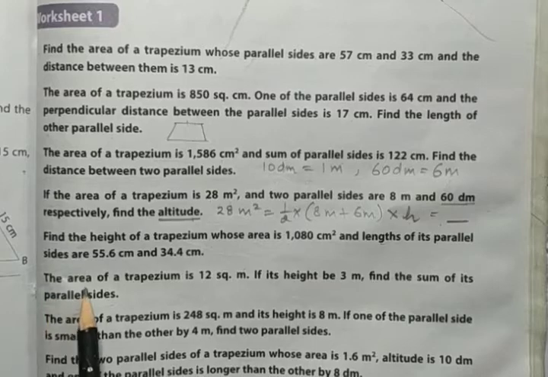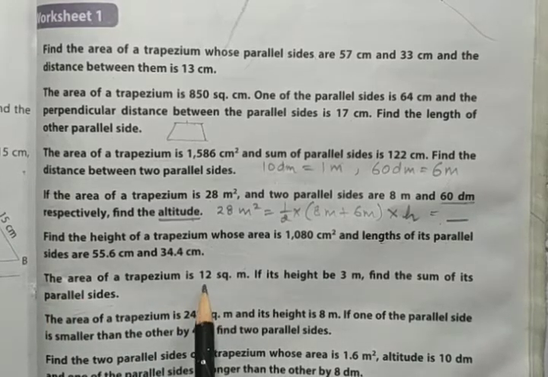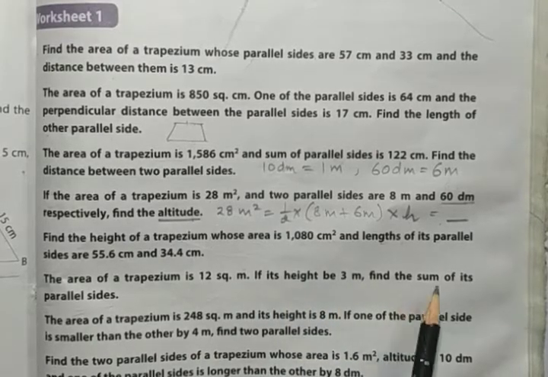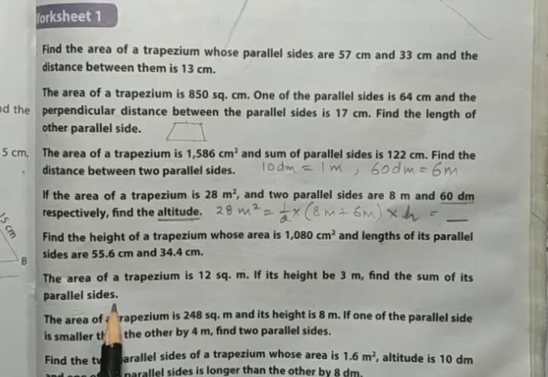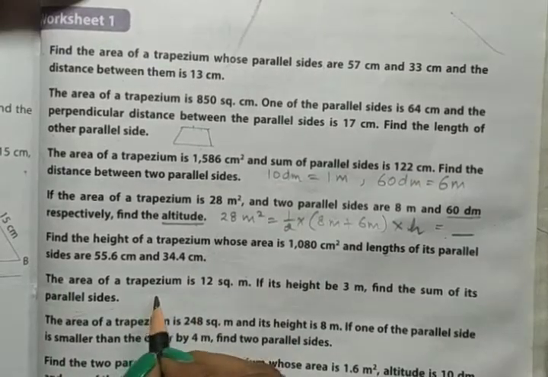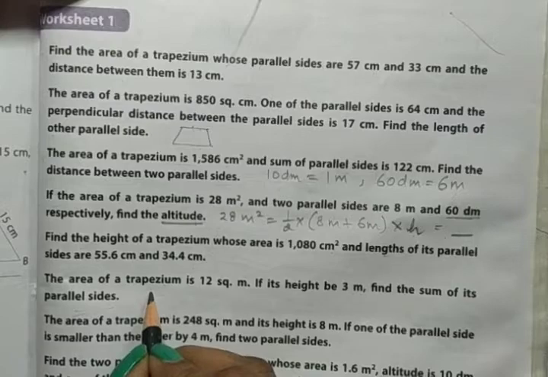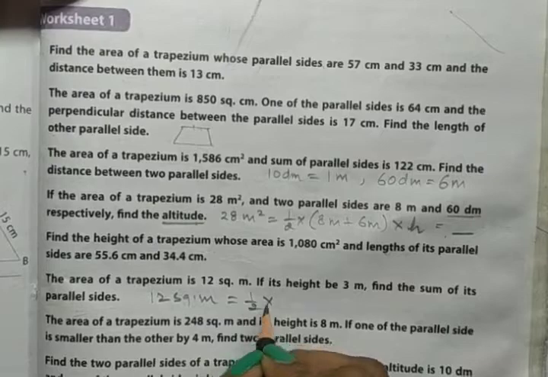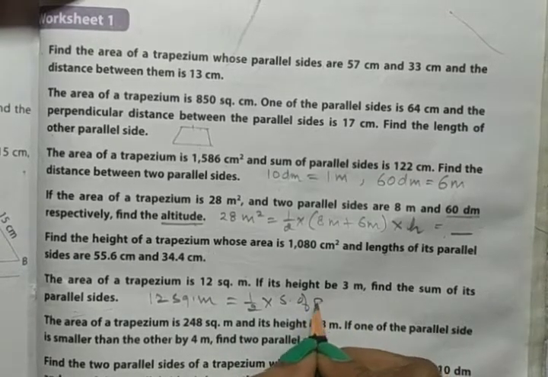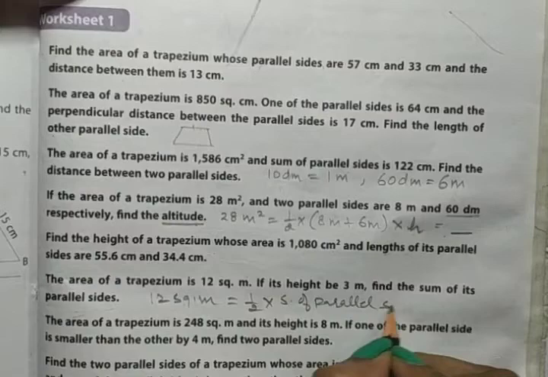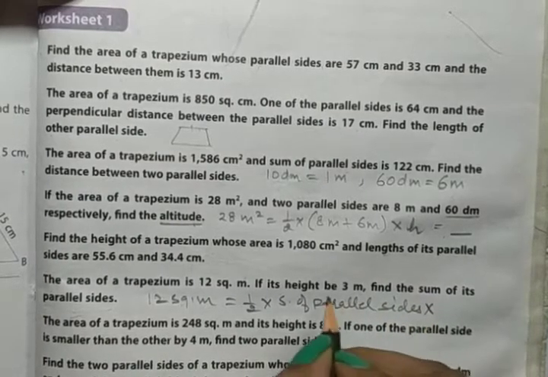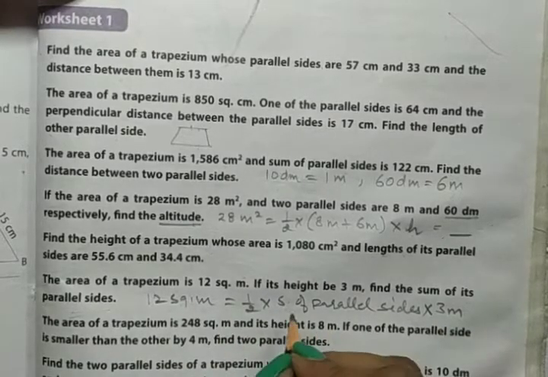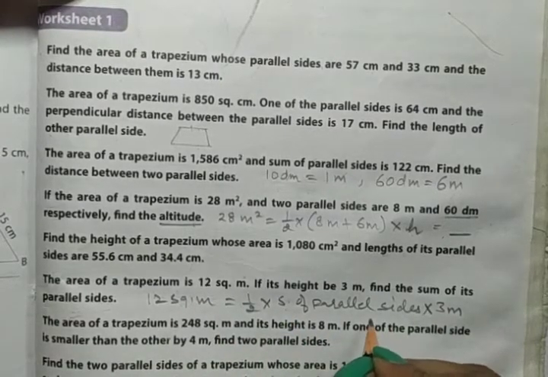Question number 6. The area of a trapezium is given, that is 12 square meter. If its height be 3 meters, find the sum of its parallel sides. Again, it is very easy. Put the values in the formula, that is the area of the trapezium is equal to 12 square meter is equal to half multiplied by sum of parallel sides multiplied by height, that is 3 meters. Now do the cross multiplication and get the sum of parallel sides.